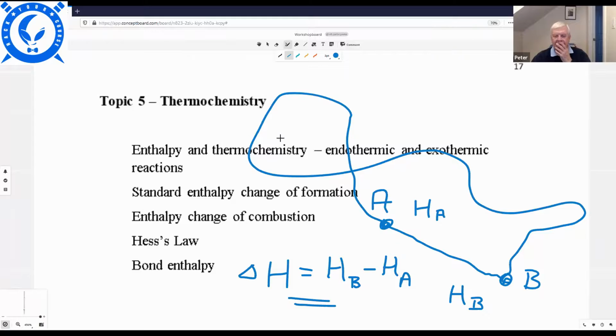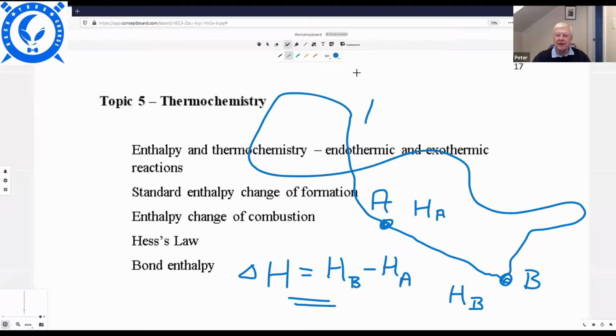So then you have to differentiate between endothermic and exothermic reactions. Endothermic means you have to supply heat to the system, or heat is taken from the surroundings. Exothermic means heat is given off to the surroundings. And there's a sign convention. If it's endothermic, the delta H is positive.